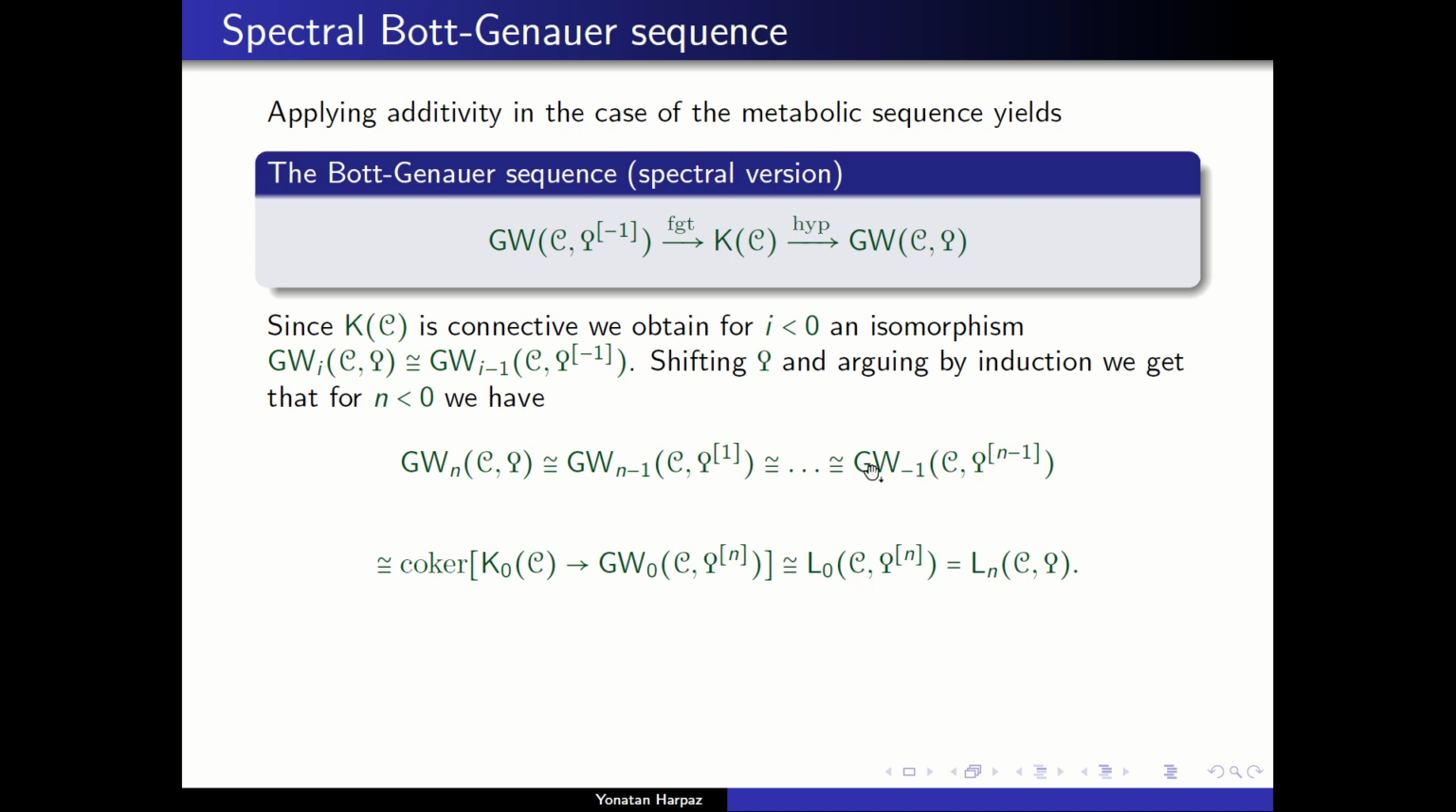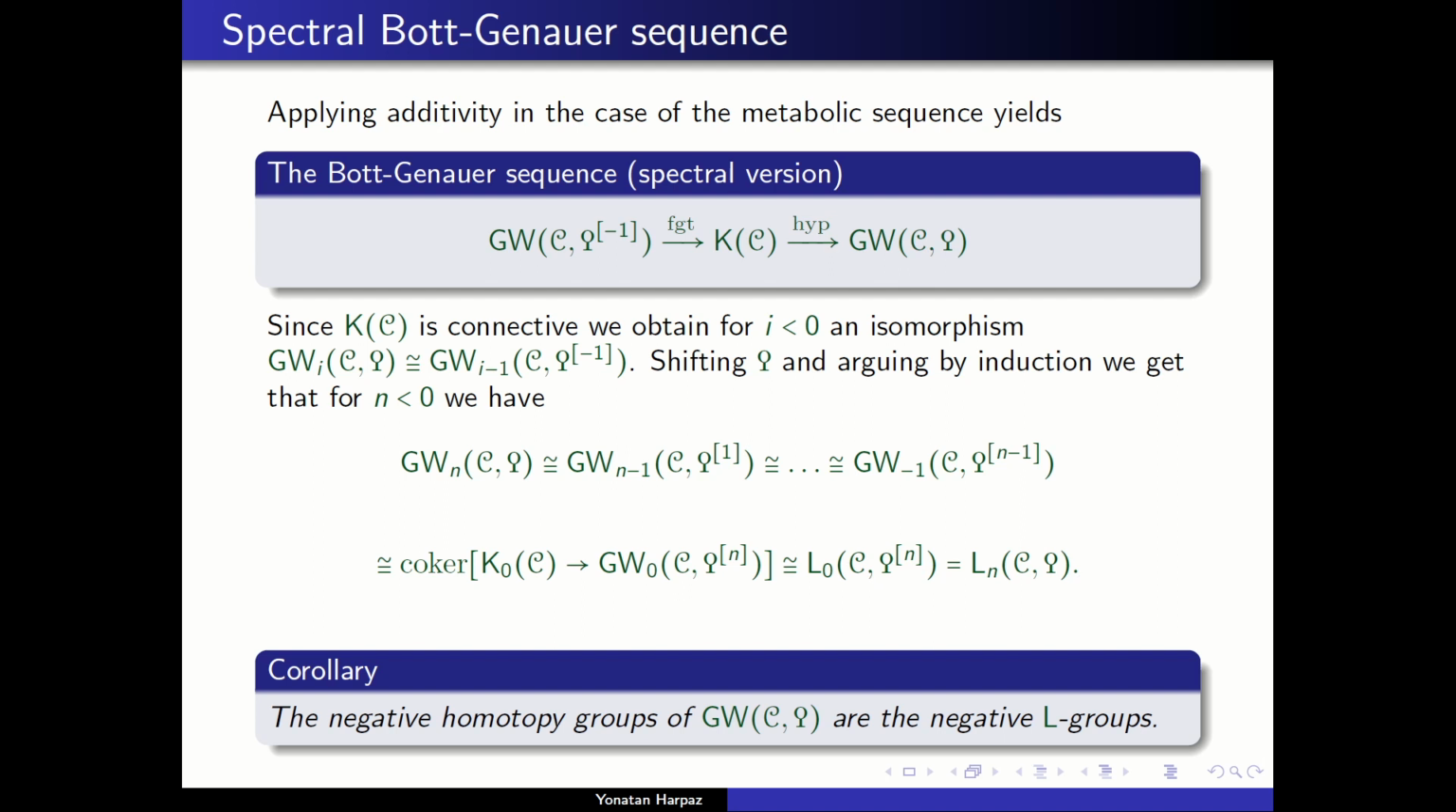And now applying once more the boundary map from this fiber sequence, in this case all the way up, identifies this with the cokernel of the map from K_0 C to GW of (C, Φ) shifted n times. And this is the same, as we saw in the previous talk, as the zeroth L group of (C, Φ) shifted n times, which in turn is the same as the nth L group of (C, Φ). And so the conclusion is that the negative homotopy groups of the GW spectrum are the same as the negative L groups.